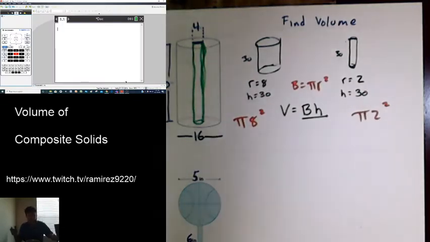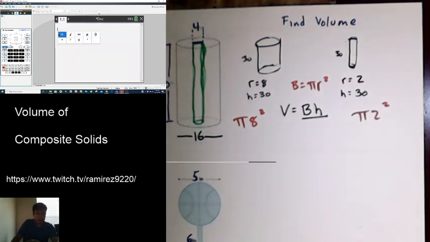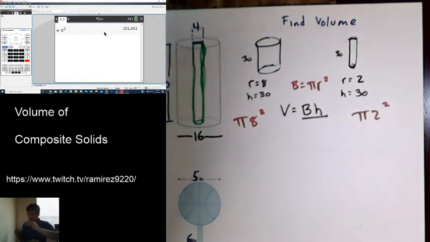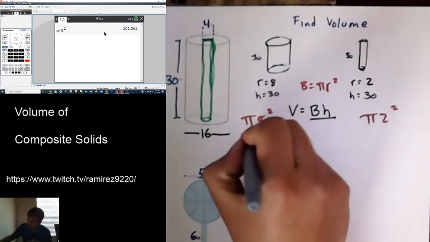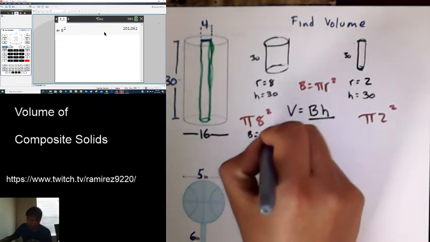Later on, in some other math courses you're learning, it might be easier to put them together, factor things out, and it'll make your life easier. But for now, we have that this is just pi times 8 squared. So big B on this one is basically 201.